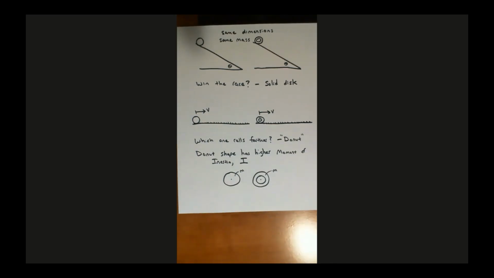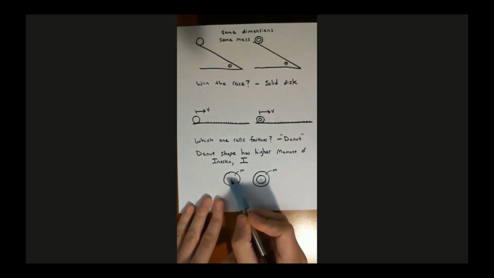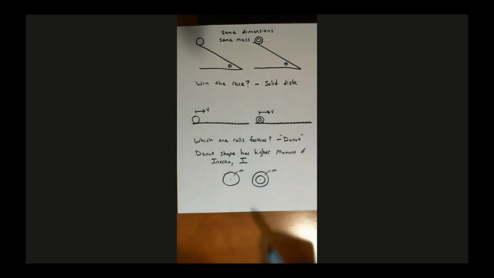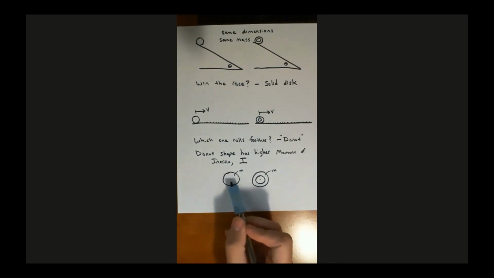So it doesn't take a lot of energy to get this part of the mass that's real close to the axis of rotation accelerated to a higher rotational speed. It's this part out here by the perimeter, far away from the axis of rotation, that takes a lot more energy to accelerate to a higher rotational speed, and which has more resistance to slowing down.